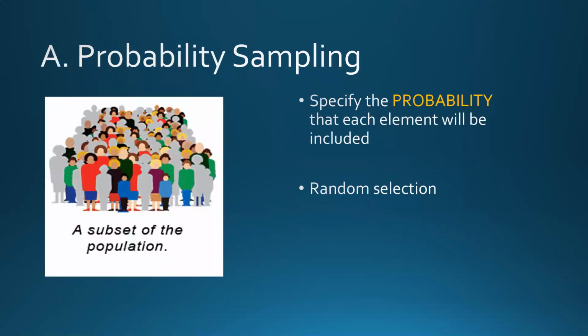So we're going to talk now about specific probability sampling. And the next several slides will talk about how we get a subset of the population. A very key term to this is random selection. Random selection means that a person in the subset of the population has an equal opportunity to be chosen to be in the study.